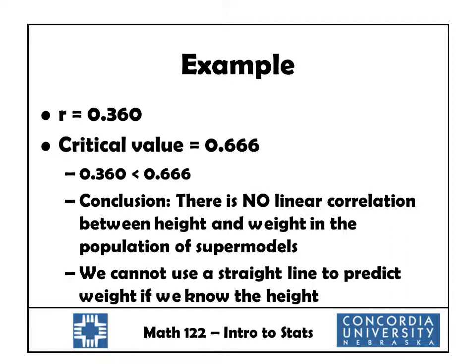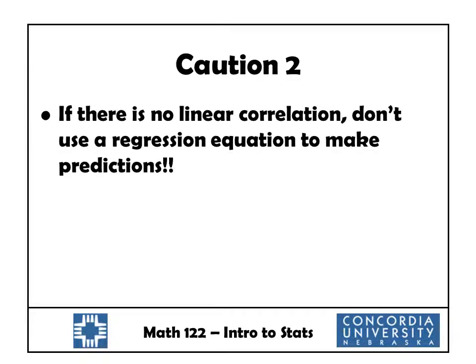Okay. So what this means is that we cannot use a straight line to predict weight if we know the height. So if we know the supermodel's height, we're not going to be able to use a straight line or a regression equation in order to predict the weight. So this illustrates our second caution. If there is no linear correlation, don't use a regression equation to make predictions.